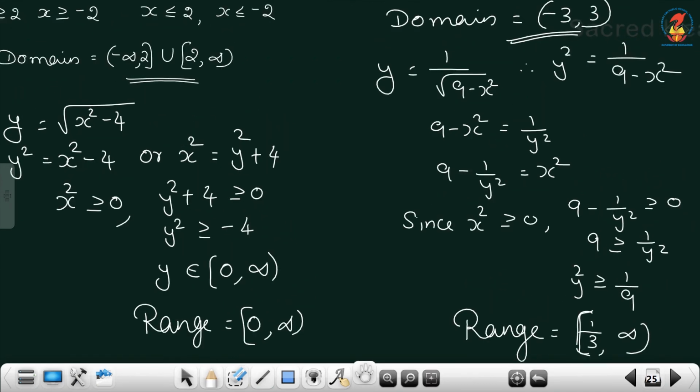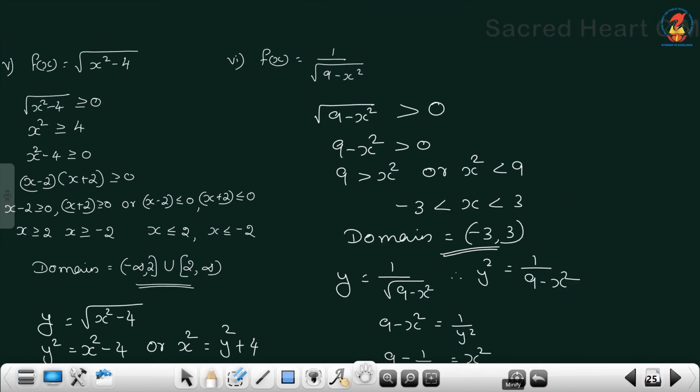Okay, once again. The first is for finding the domain. Take the root. It is greater than 0. It is not greater than or equal, since it is in the denominator. It cannot be equal to 0. So greater than 0. Then square it. So x square less than 9. When x square is less than 9, you have to write like this: minus 3 less than x less than 3. If it is equal, put the equal symbol. So the domain is equal to minus 3 to 3, open interval.